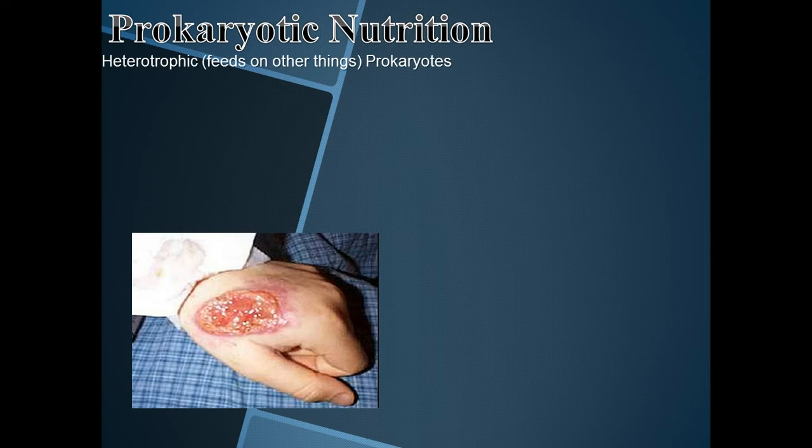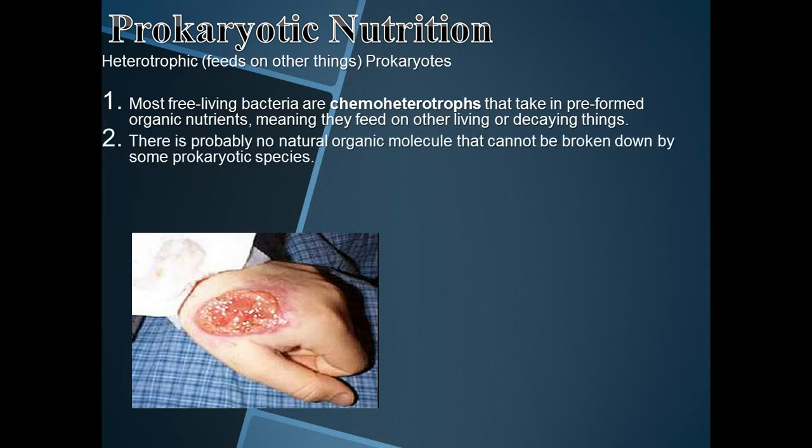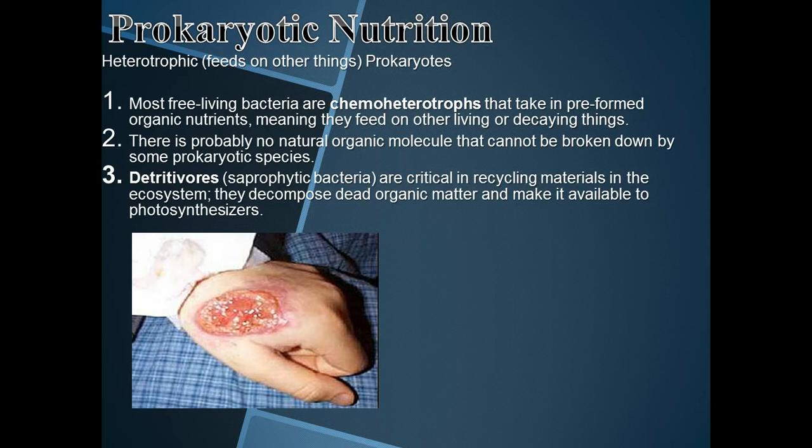You also have heterotrophic prokaryotes. We just learned about autotrophic. They make their own nutritional molecules. But there are prokaryotes, there are bacteria that require other things to feed on. Most free-living bacteria are chemoheterotrophs that take in preformed organic nutrients, meaning they feed on other living or decaying things. There are probably no natural organic molecules that cannot be broken down by some prokaryotic species. These are the things responsible for breaking down everything that dies. The name for this bacteria is detritivore, or saprophytic.